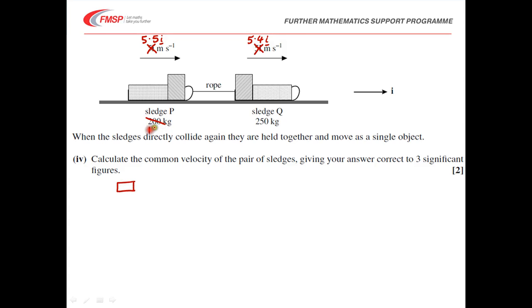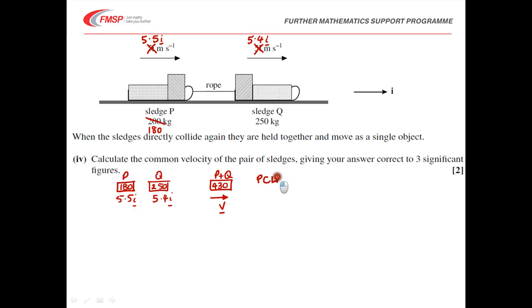Notice that the sledge P now is 180 kilos. So again, I'm going to do a quick before and after. This is P and Q. This is 180, and this one 250, with velocities 5.5 i and 5.4 i. The two coalesce together. After the impact, we've got a total mass of 430. That's P plus Q stuck together, and I'm going to say that they're moving forward with a velocity v here.